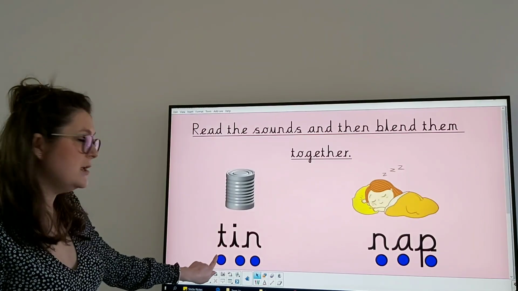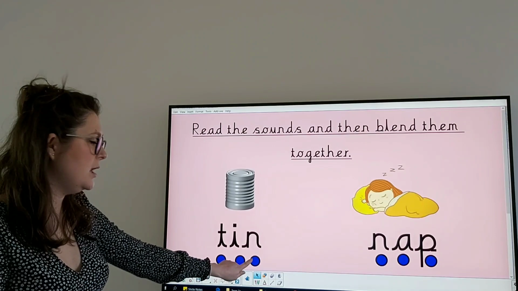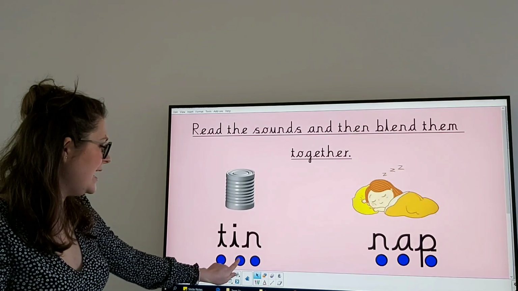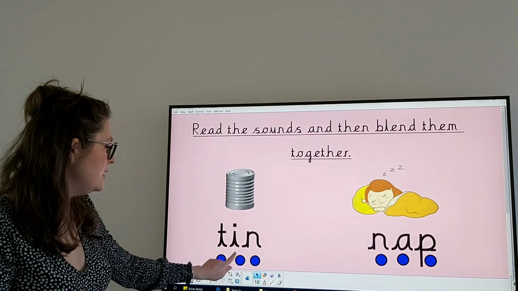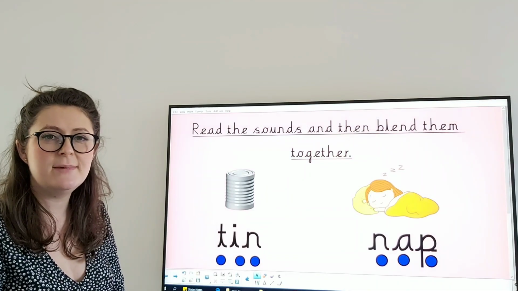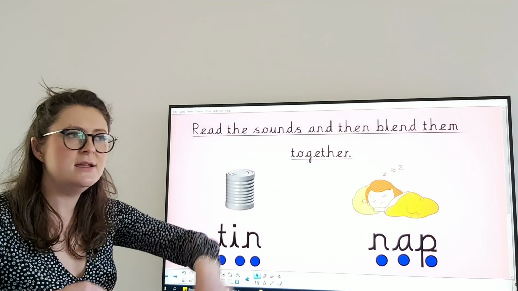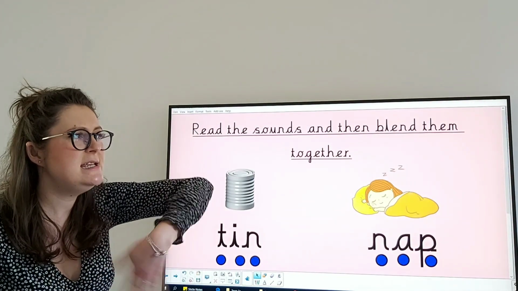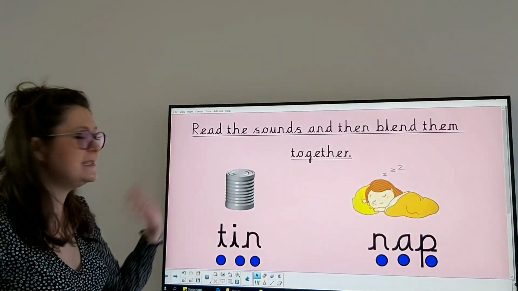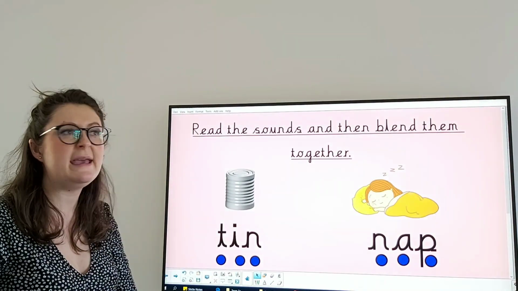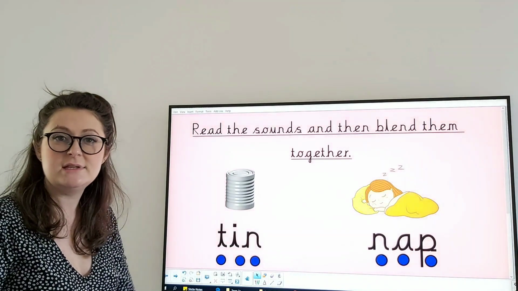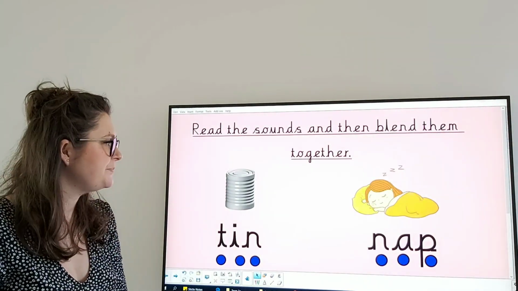So we've got t, i, n. T, i, n. Put it in the blender. T, i, n. Tin, tin. Oh, it's a tin can. Like you've just had some beans in a tin can. The word tin. Well done.